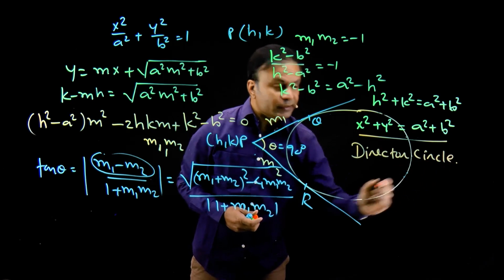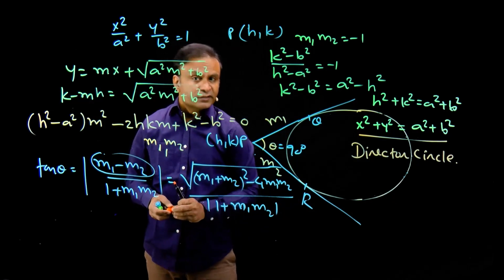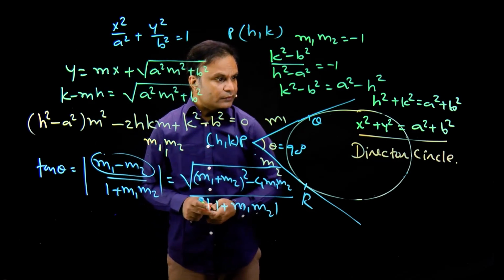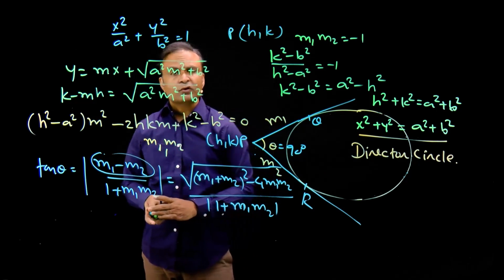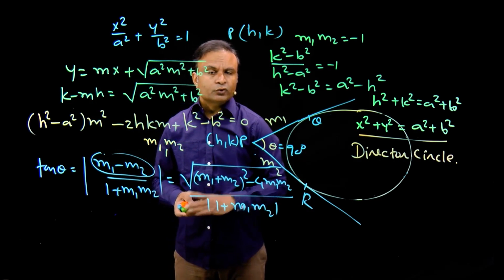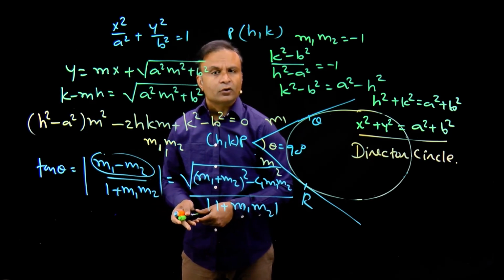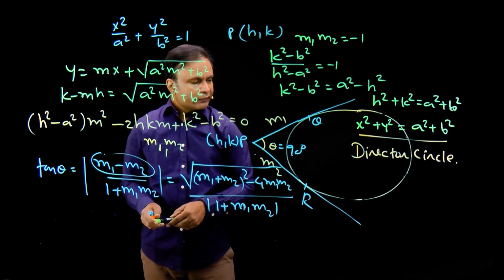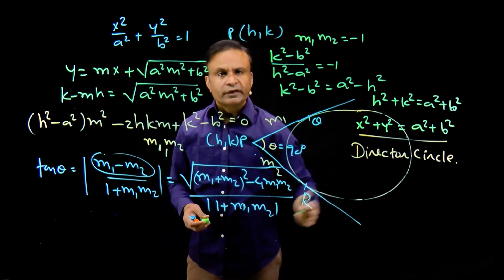It is the most important circle in the ellipse. After the auxiliary circle, we have the director circle. What is the director circle? It is the locus of a point through which perpendicular tangents can be drawn to the ellipse. The equation is simple. Here we have a square plus b square.